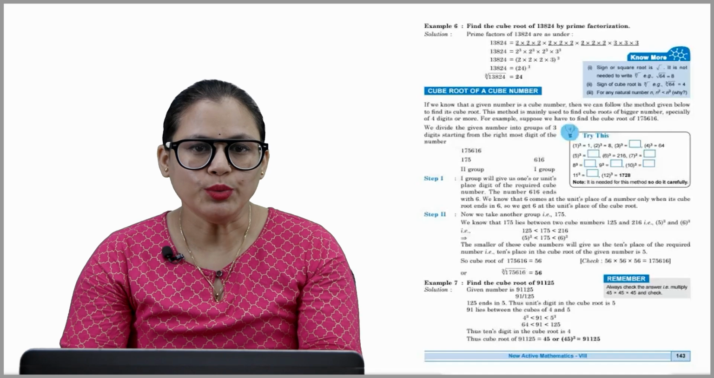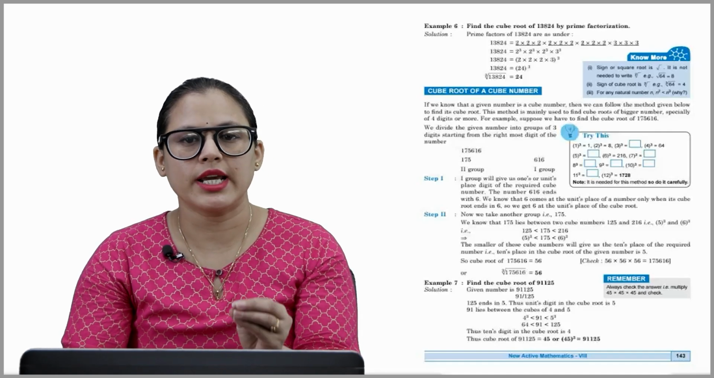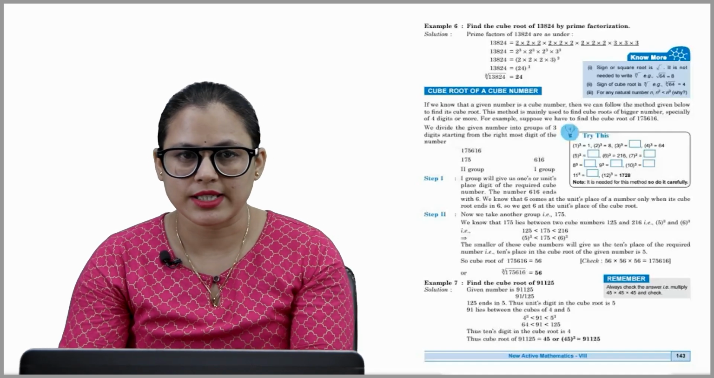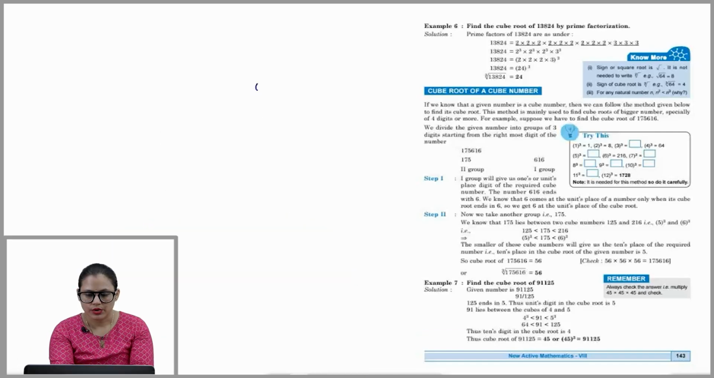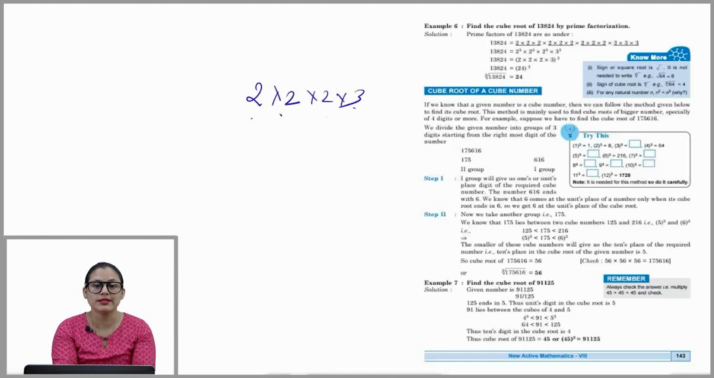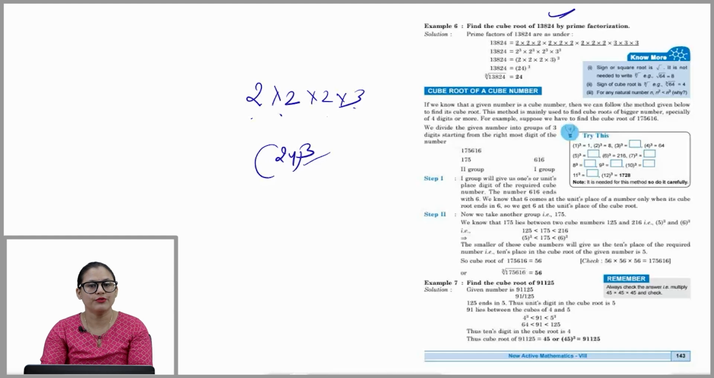Example 6: find the cube root of 13824 by the prime factorization method. These are the prime factors given. 2 into 2, then again 2, and then 3. So 2 into 2 is 4, 4 into 2 is 8, 8 into 3 is 24. So this number is the cube of 24.